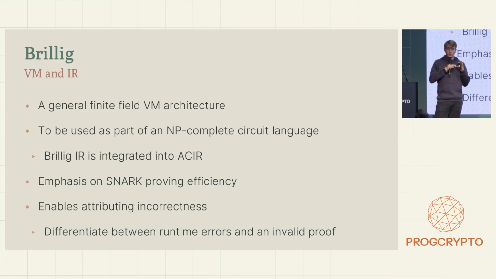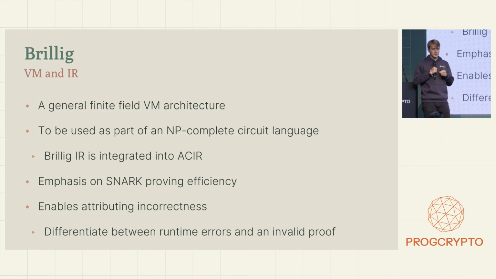So this new opcode Brillig contains code, which is the Brillig intermediate representation, which is executed by an unconstrained finite field virtual machine, the Brillig VM. So you have the ACVM, which when it runs into a Brillig opcode, will execute the Brillig VM, which will be in an unconstrained environment though. So this is designed to be used as part of an MP complete circuit language, and you technically could integrate Brillig into your MP complete circuit IR if you so chose to.